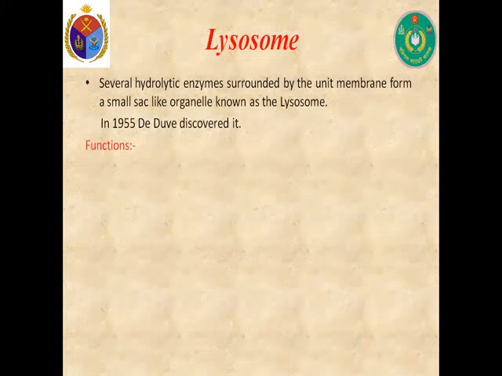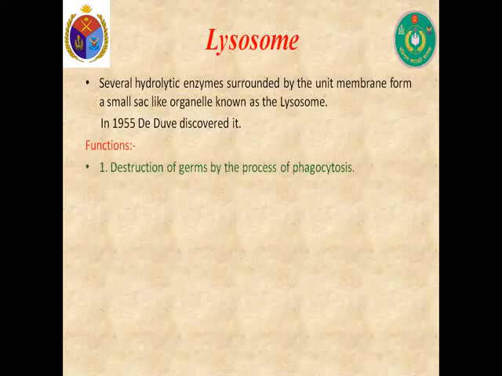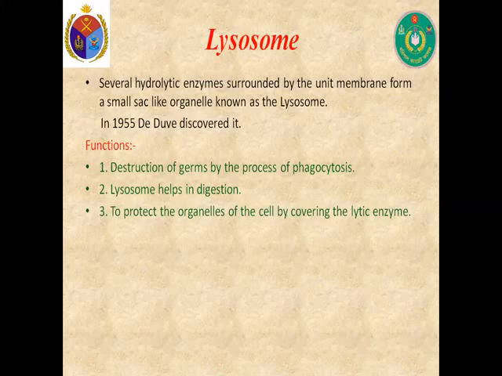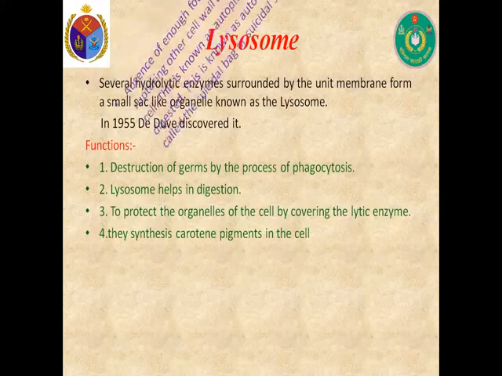Now, function of lysosome. Number one, destruction of germs by the process of phagocytosis. Number two, lysosome helps in digestion. Number three, they protect the organelles of the cell by covering the lytic agent. Number four, they synthesize carotene pigment in the cell.